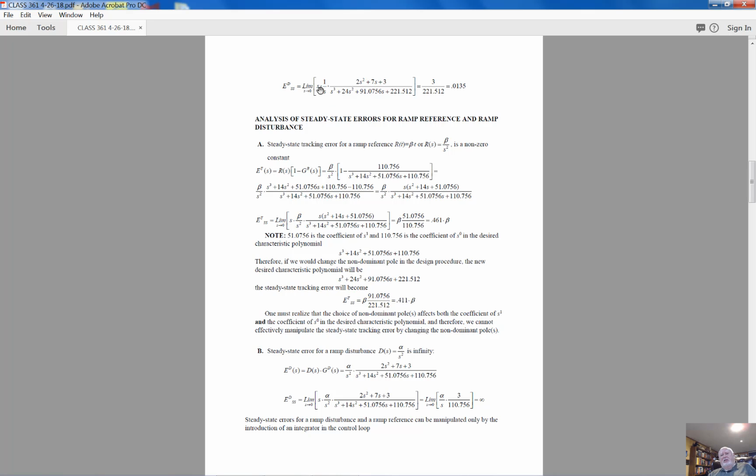If I would cancel this s and this s, in the numerator only 3 will be left. In the denominator I will have the zero order term left. 3 divided by 2 to 1 now is 0.135. We achieved significant reduction of the steady state error for step disturbance. We did not match the design specifications. We did not satisfy the design specifications yet.